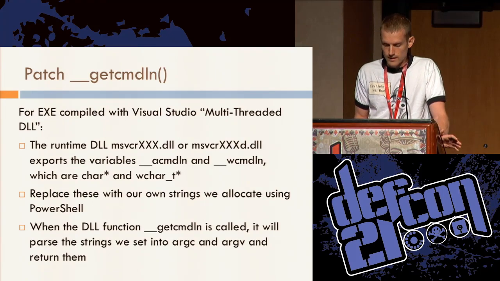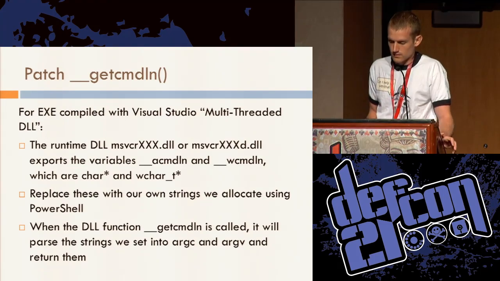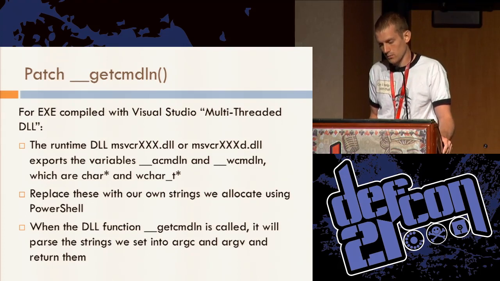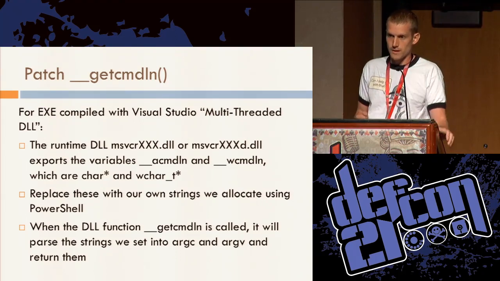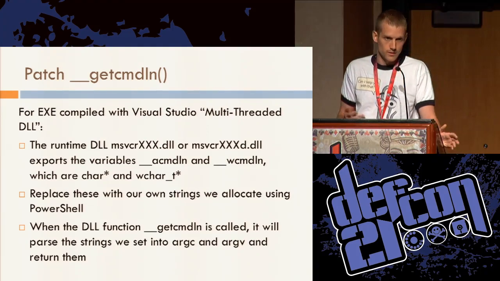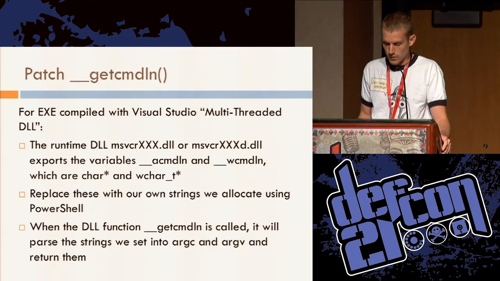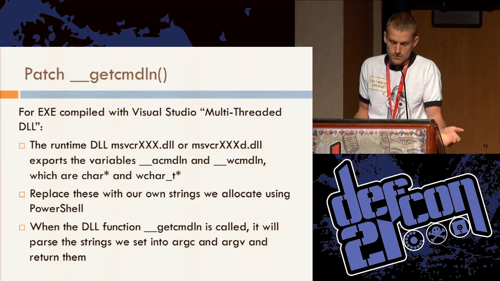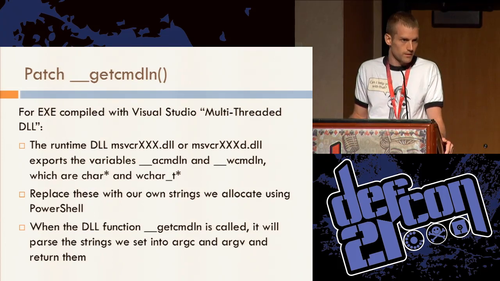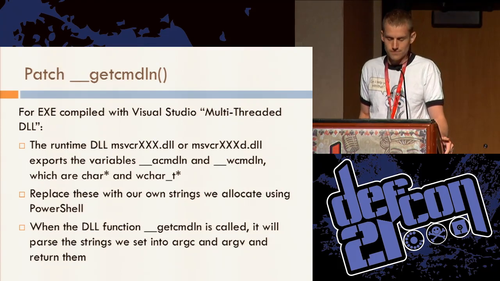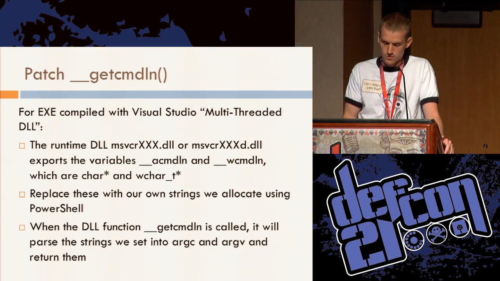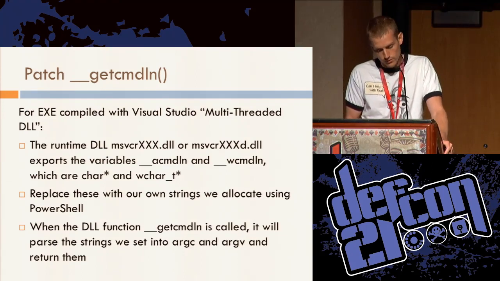The next function, __getmainargs, is a little more complicated to overwrite. So I didn't want to do that. The reason is it takes a number of parameters and this function actually goes and parses out your command line arguments into argv and argc. I didn't want to go through the trouble of parsing stuff if I didn't need to. But what I found is that the DLL that this function is exported from also exports two variables, _acmdln and _wcmdln. And these variables are just string pointers. And so if you overwrite these variables and then you call the function, it'll parse the variables that you just overwrote. So that's an even easier solution than the previous one because you just replace those string pointers with pointers to strings that you allocate.